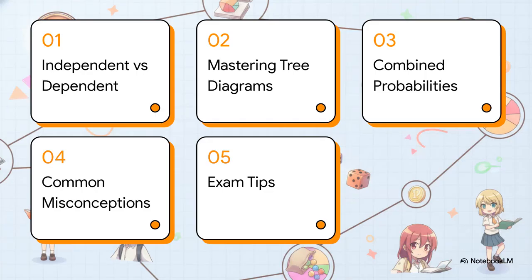Here's our roadmap for today's revision session. 1. Independent versus dependent events. 2. Mastering probability tree diagrams. 3. Calculating combined probabilities. 4. Common misconceptions and errors. And finally, 5. Exam tips for maximum marks.